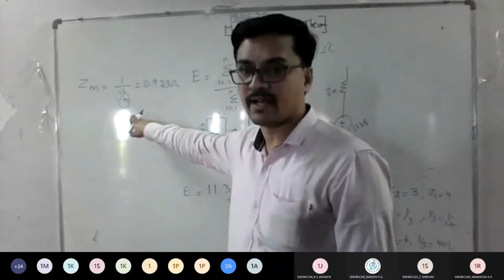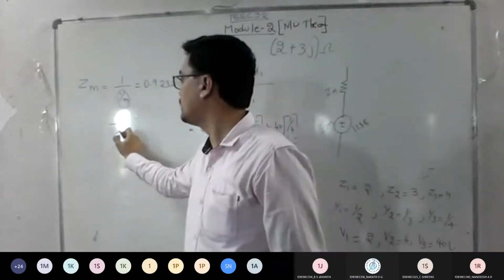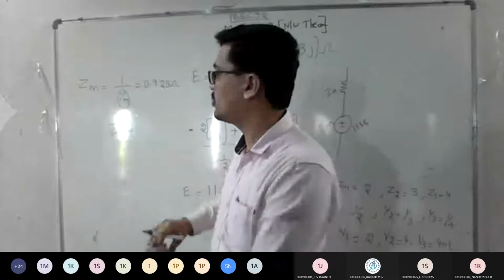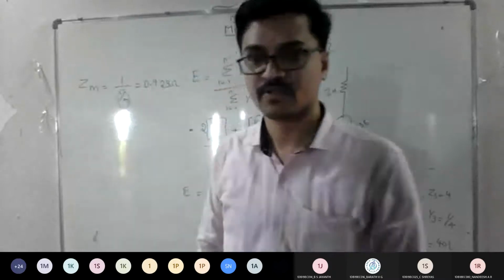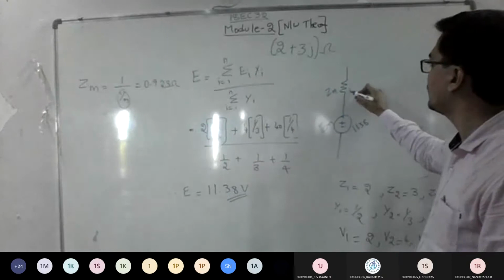You write Ym as the answer. If you get confused, you can expand Ym as 1 by y1 plus y2 plus y3. Then you can take the reciprocal of that, and you are going to get Zm. Is it fine till there? So come back to this. Zm we got 0.92.